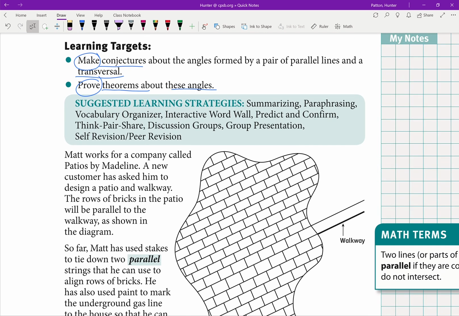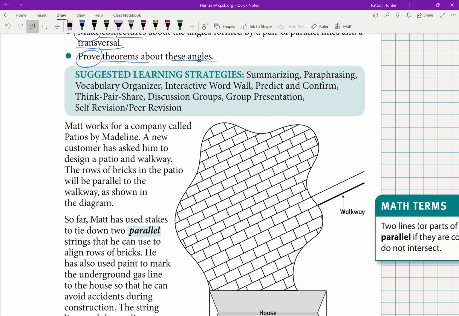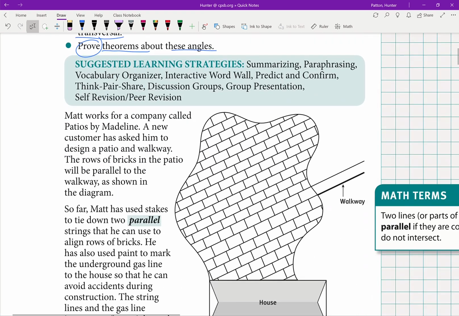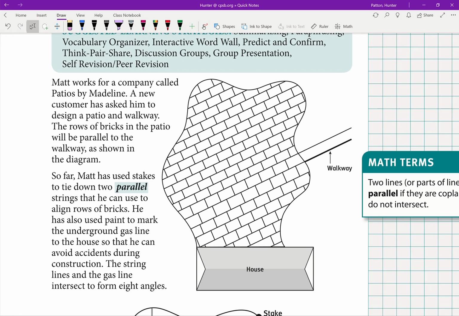Okay, so let's talk about the premise of what this actually entails. So we have Matt. Matt works for a company called Patios by Madeline, as we talked about above right here. A customer has asked him to design a walkway. The rows of bricks in the patio will be parallel to the walkway, as shown in the diagram. So if we look at our diagram right here, to the right, this is kind of how our patio will look.